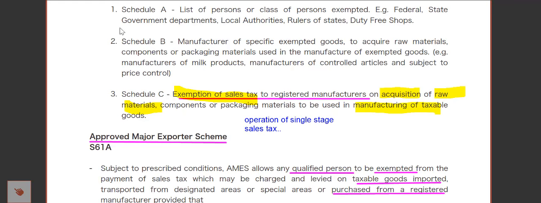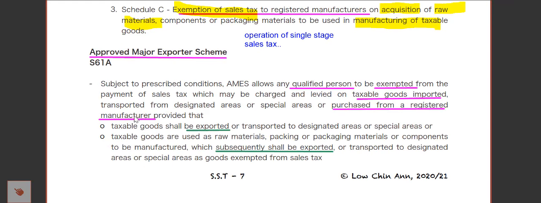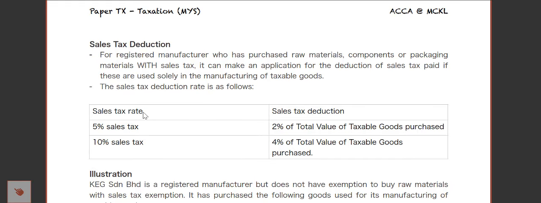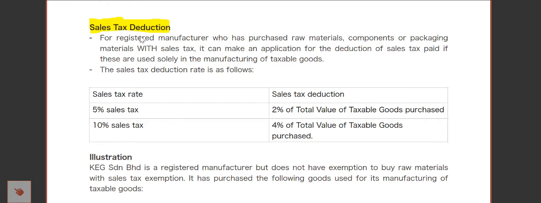But this scheme may not be available to all. So when you are in a situation where you cannot operate that kind of scheme, there is another scheme available called sales tax deduction. This is for registered manufacturers who have purchased raw material, components or packaging material that already had sales tax charged. That means you have already paid sales tax. And these things you will use again in your manufacturing, you're going to add them into the manufacturing.